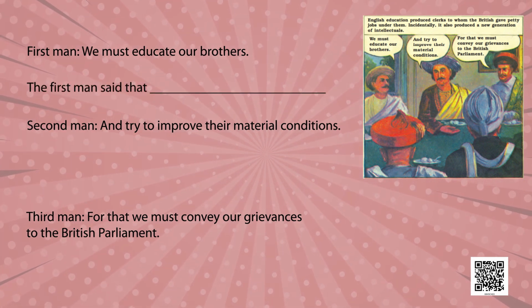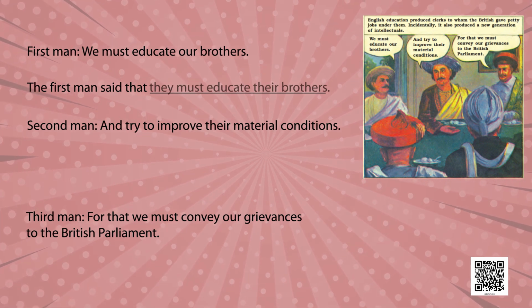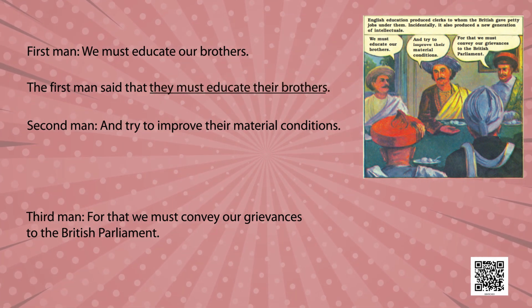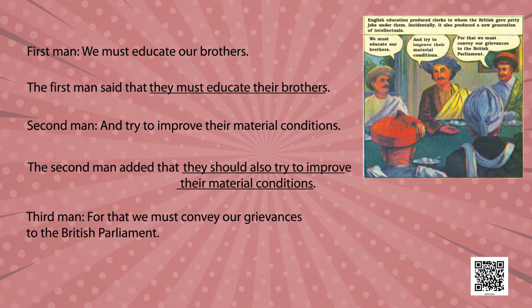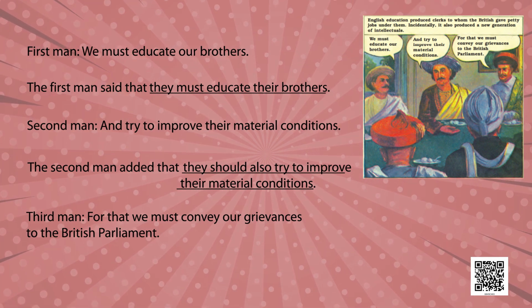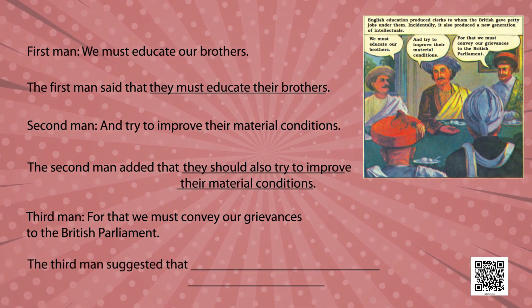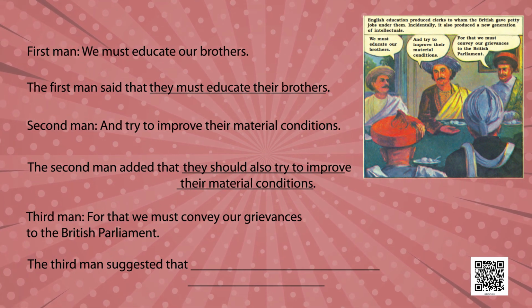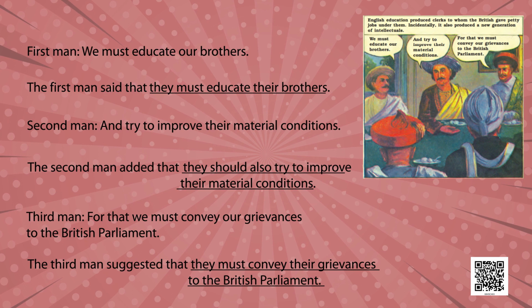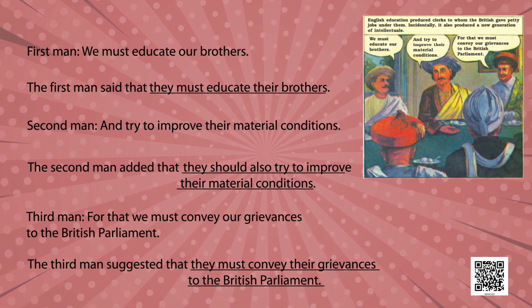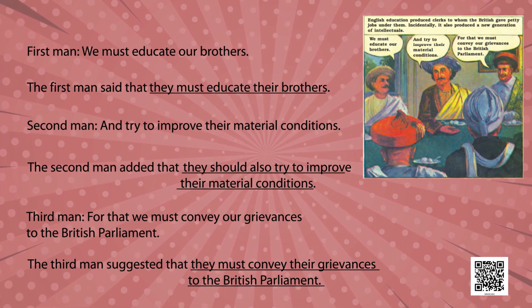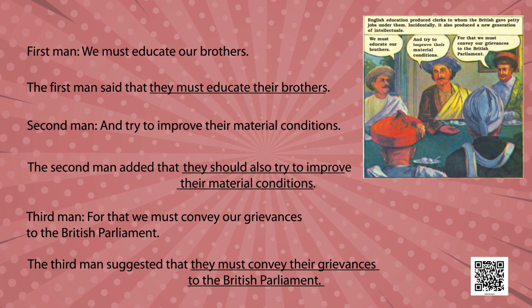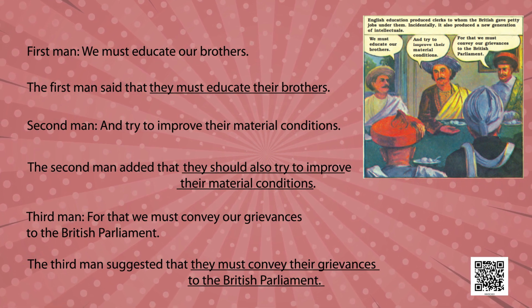The first man said that they must educate their brothers. Good. The second man added that they should also try to improve their material conditions. That is correct. So good. The third man suggested that for that they must convey their grievances to the British Parliament. Very well done, child. Children, the next activity is speaking and writing.